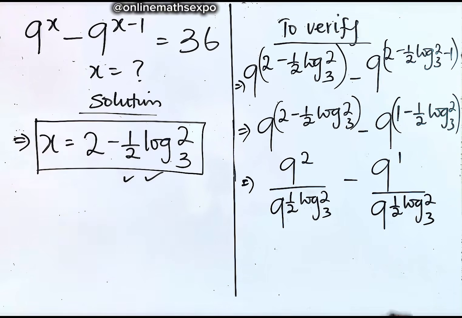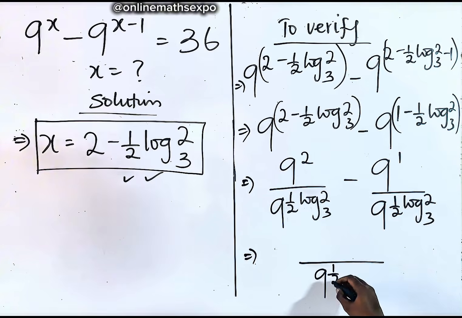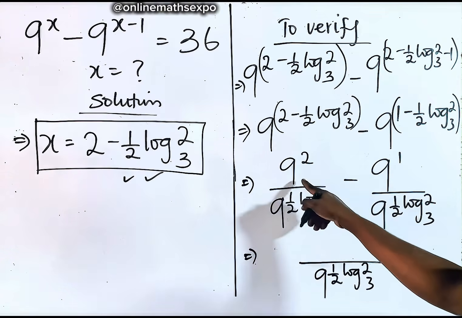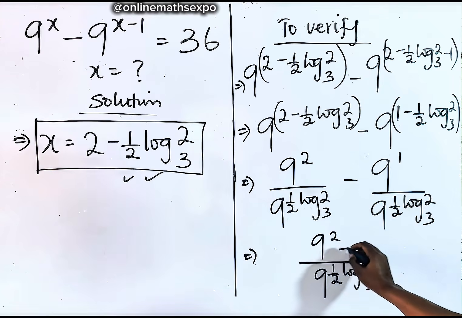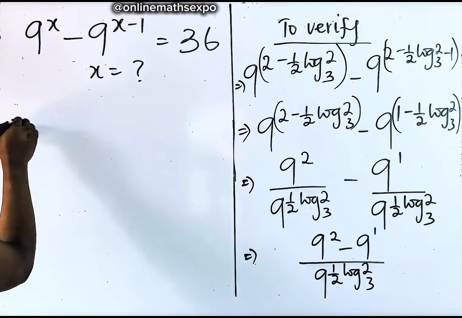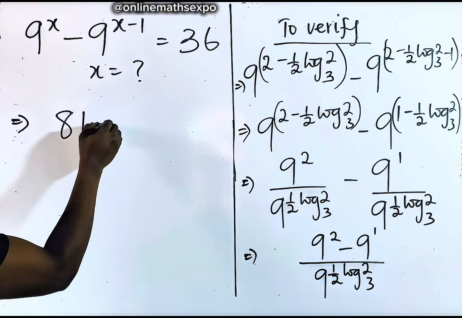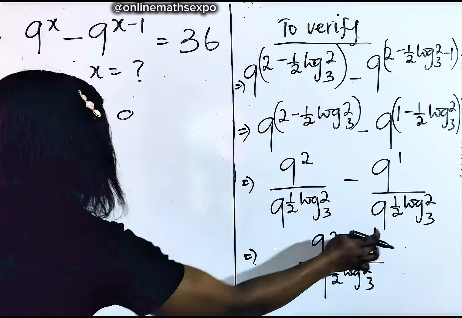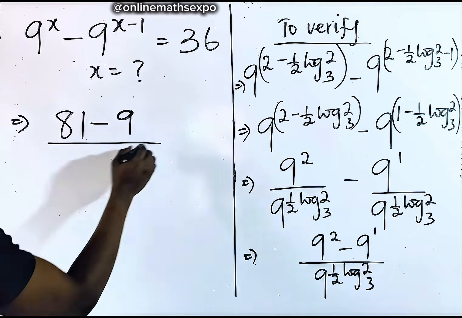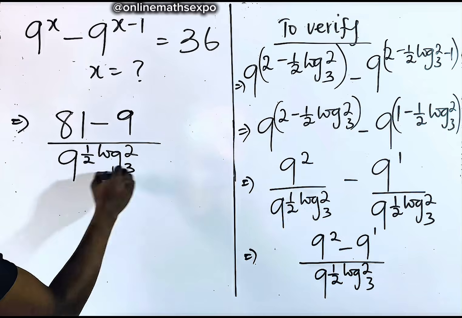Did you observe anything? Denominators are the same. So like your fraction, collect them together. So you just take 1. So you have this log 2 base 3 and subtract the numerator. So we're going to have 9 squared minus 9 to the power of 1. Keep simplifying. So we have 9 squared is 9 times 9, which is 81, minus 9 to the power of 1 is also 9, divided by 9 to the power of half log 2 base 3.